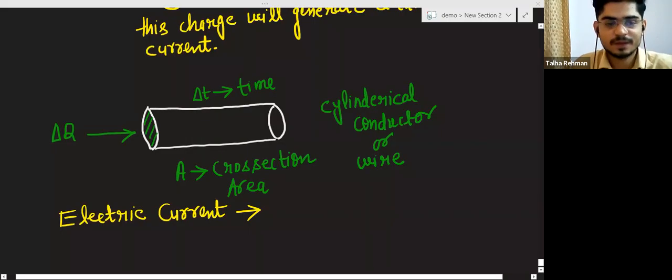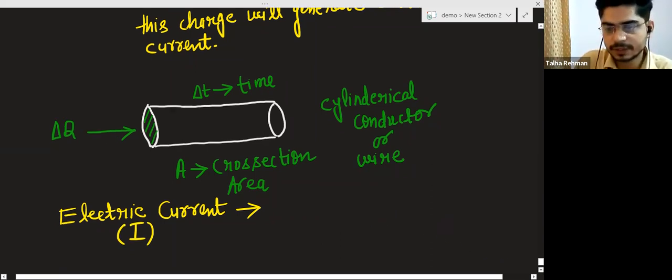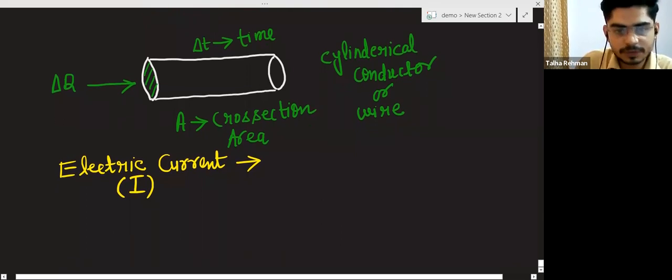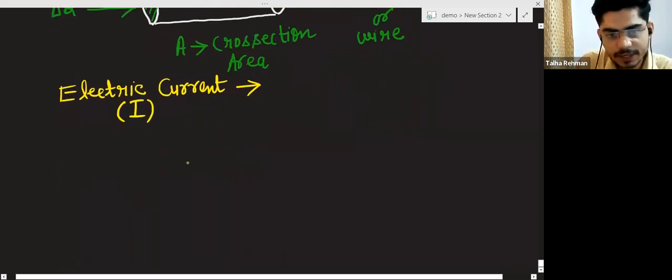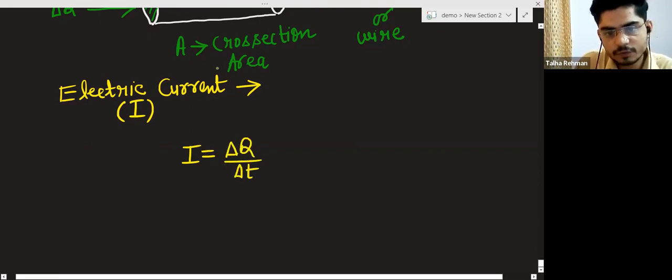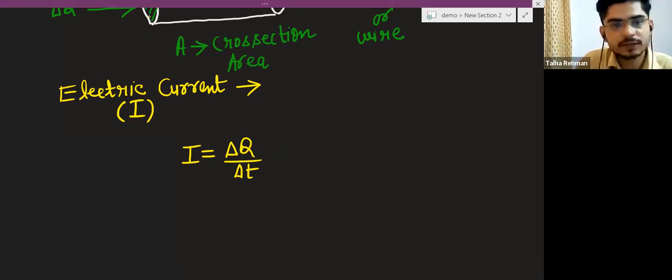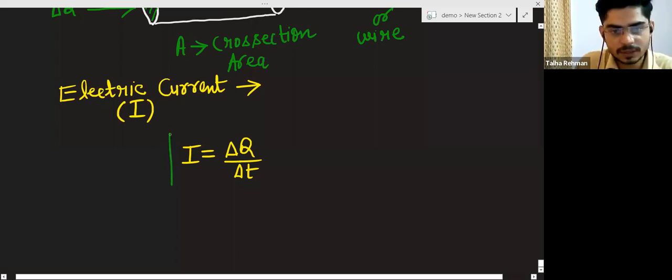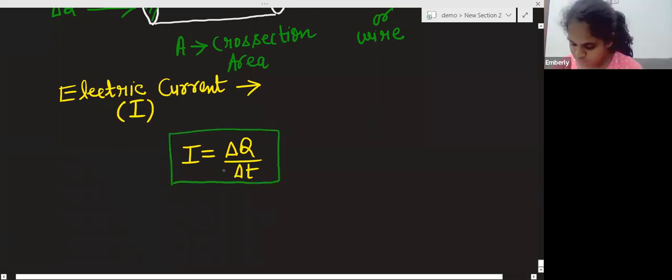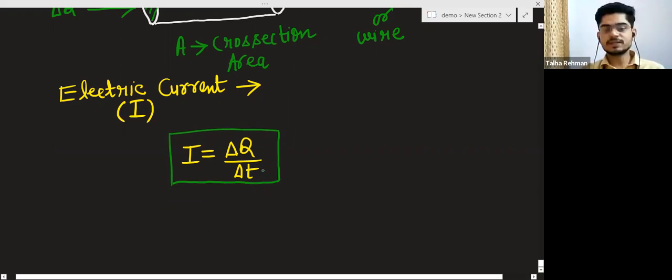So we were talking about the electric current. Electric current is represented by capital I. And the formula for electric current: I is equal to the charge flowing and for what time the charge is flowing, meaning delta Q by delta t. Or sometimes you can simply write this as Q by t.